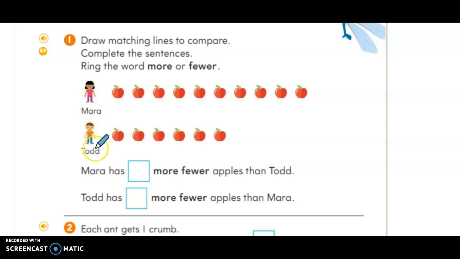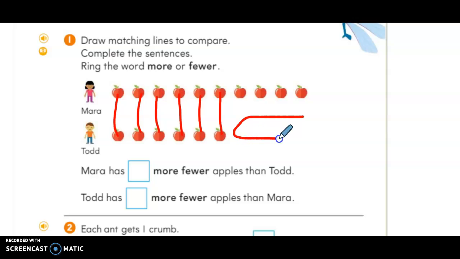We're comparing Mara and Todd, and we're comparing how many apples they have. So let's see what's the same. Same, same, same, same, same, same. Now we're going to make the oval to show where the difference is. Different. Okay, and we can draw a break apart stick here to show that this is where the difference begins. Can you help me count the apples? 1, 2, 3, 4. Okay, we're going to put the 4 in this little box right here in the oval.